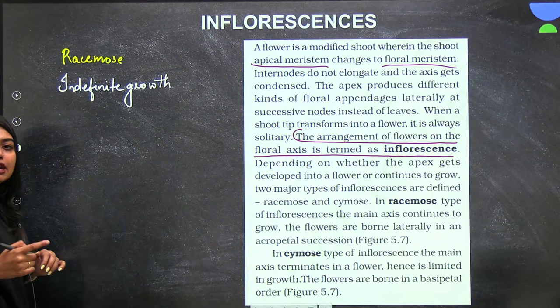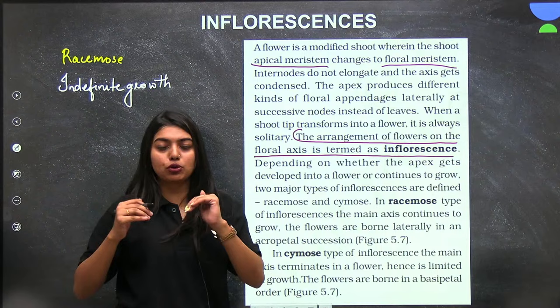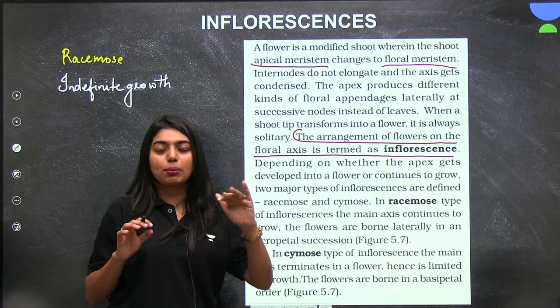Indefinite or indeterminate growth. Why? Because the younger flowers are on the top. How can you tell how many younger flowers will grow in the next month? You cannot tell. So they will continue to grow, and you cannot tell when they are going to stop growing. But when the older flowers are on the top, we can tell whether the growth has stopped or not.